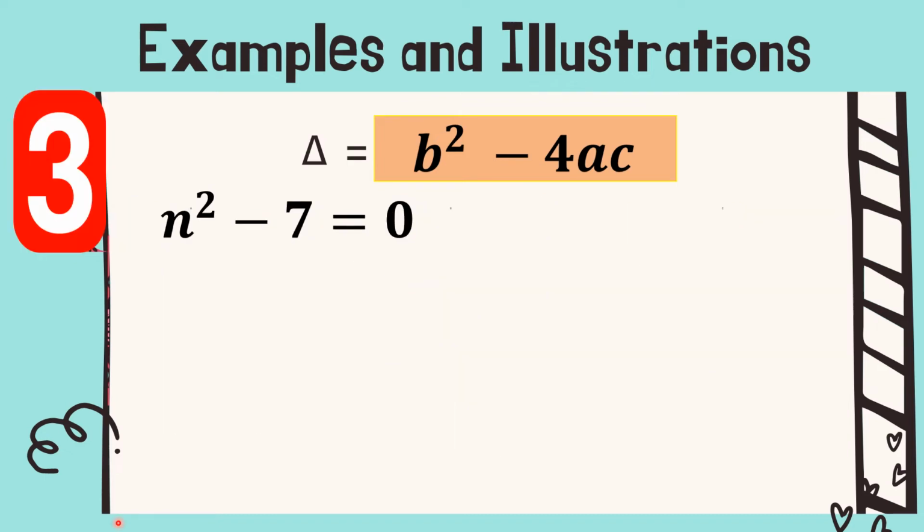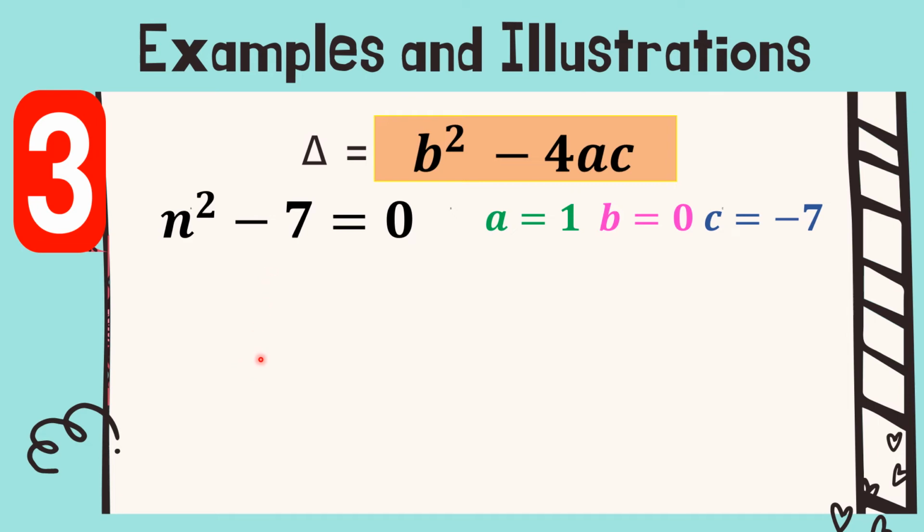For number 3, we have n squared minus 7 equals 0. So, identify the values of a, b, and c. The value of a is 1, the value of b is 0, since we don't have any linear term in the given quadratic equation, and c is equal to negative 7.